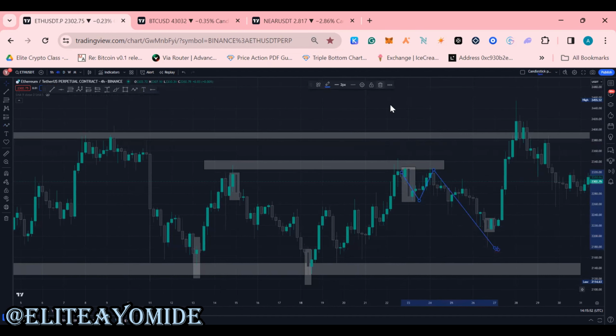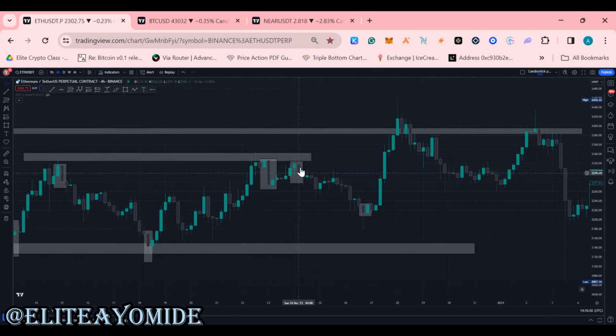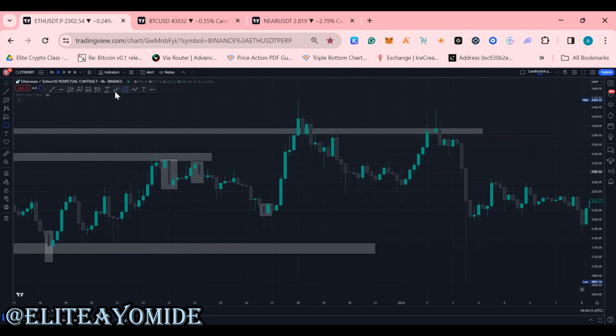So bearish engulfing, for you to use bearish engulfing very well, you want to make sure that it is used at the resistance level. The resistance level is very, very important. So this is another bearish engulfing. We can see that the sellers completely engulf the buyers. So that's bearish engulfing.